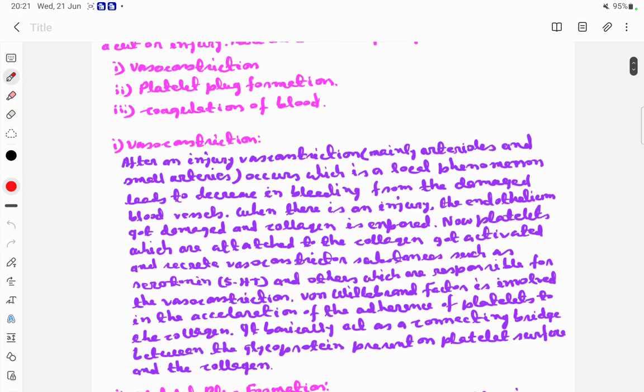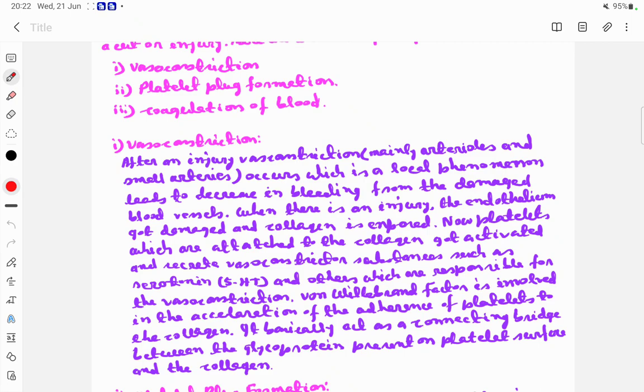So the first one is vasoconstriction. After an injury, vasoconstriction, mainly the constriction of arterioles and small arteries, occurs, which is a local phenomenon and leads to a decrease in bleeding from the damaged blood vessels. When there is an injury, the endothelium gets damaged and collagen is exposed. Now platelets, which are attached to the collagen, get activated and secrete vasoconstrictor substances such as serotonin, 5-HT and others, which are responsible for the vasoconstriction.